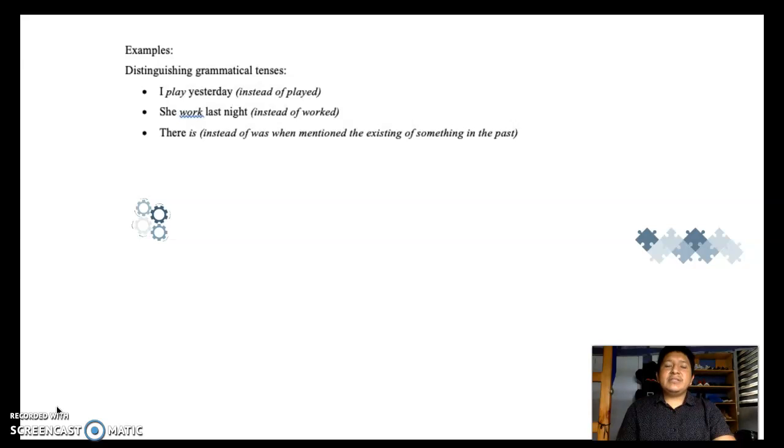With the observation technique, we can notice almost the same problems in structural errors. One example was the problem in distinguishing grammar tenses. "I played yesterday" instead of "I played." "She worked last night" instead of "she worked." "There is" instead of "there was" when mentioning the existence of something in the past.